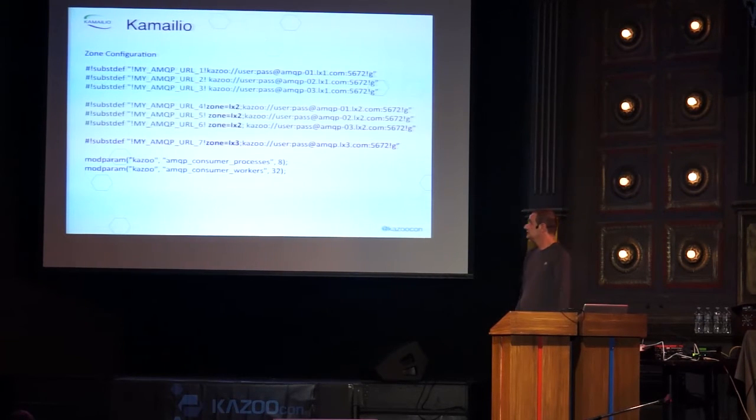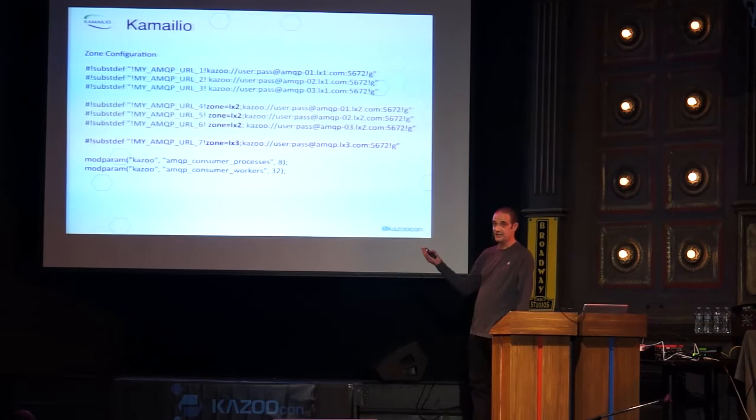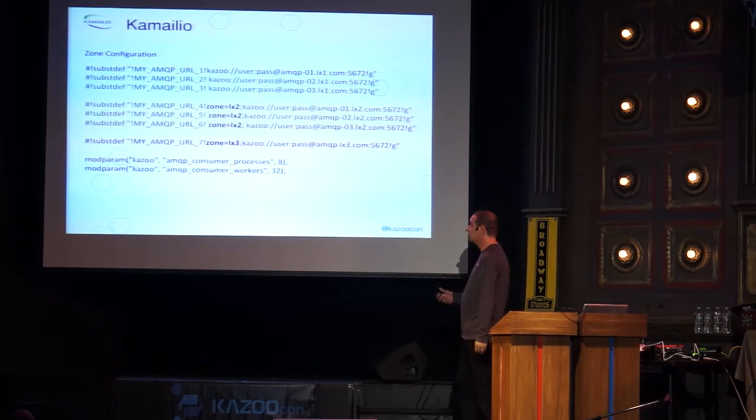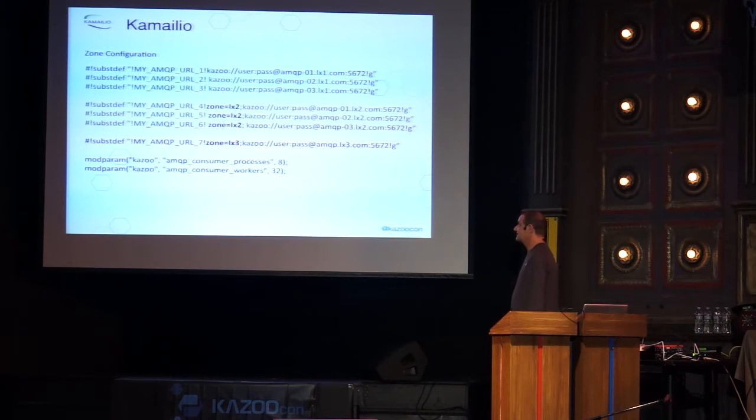So for instance, a zone configuration, you can probably know about this, right? You have your local configuration file where you define your AMQP URLs. You can see that the first three are simple. They just have user, password, at some server. I pointed out here that they do belong to the same zone, like LX 1, 2, and 3, connecting to the individual servers on the AMQP cluster, on the Rabbit cluster, okay?